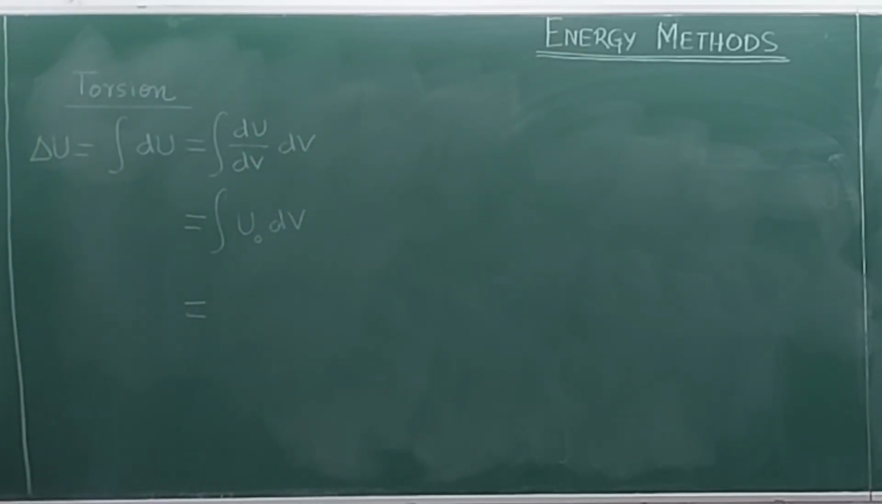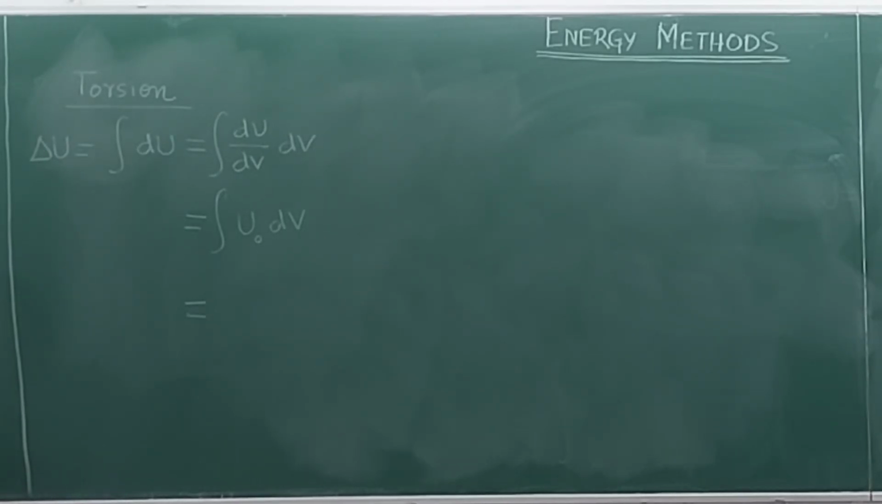Now, we have to be careful. This strain energy density U naught, earlier in both the cases, the axial loading and the bending, we expressed them in terms of the normal stress. But now this torsion, what is it associated with? With the shear stress. So we have to accordingly do this.